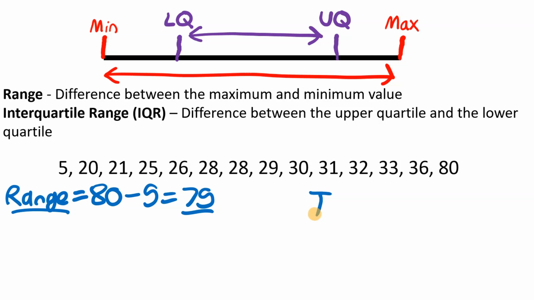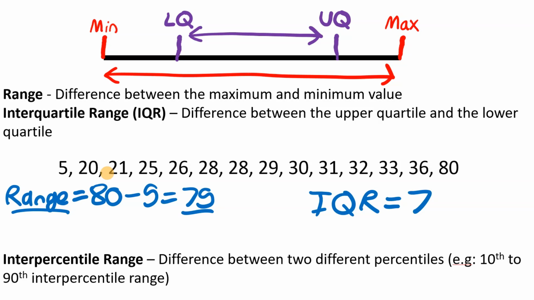Compare this to the interquartile range, which is equal to 7. I'll show you how to calculate this in a moment. This is more reflective of the actual data, with a lot of the data points being quite close together. Now, you also have something called the interpercentile range, which is the difference between two percentiles. One of the most common ones is the 10th to 90th interpercentile range, which is the difference between the 10th and 90th percentile. This has the same advantage as the interquartile range, as it's less influenced by extreme values.